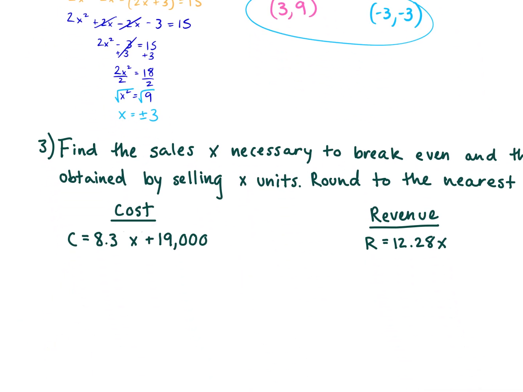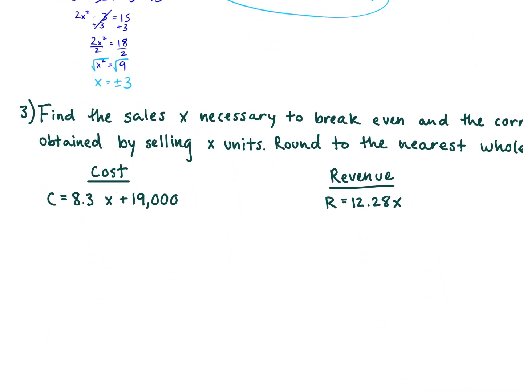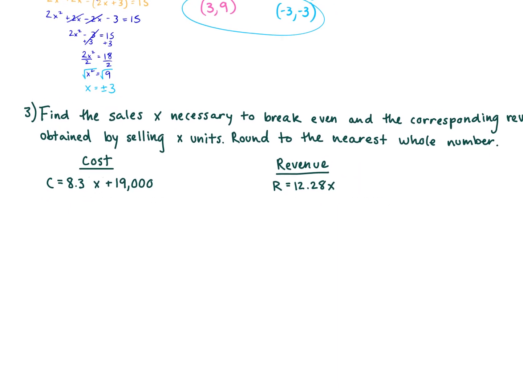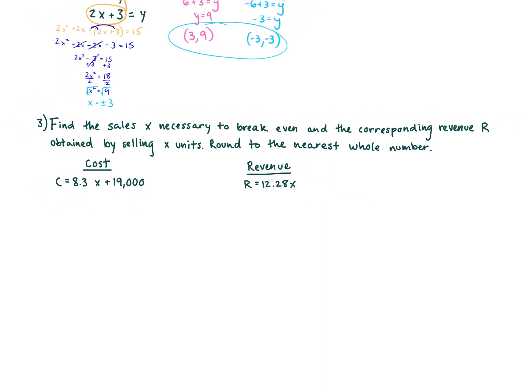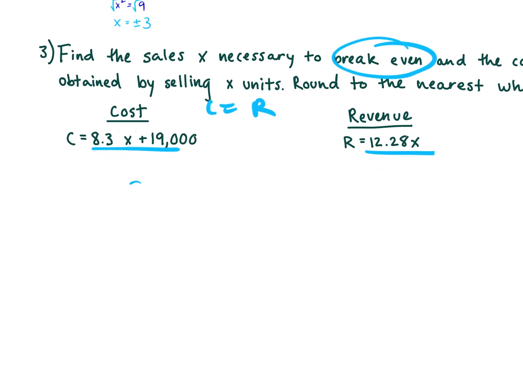All right, number 3. Find the sales X necessary to break even and the corresponding revenue R obtained by selling X units, round to the nearest whole number. So when it says break even, that just means that our costs and our revenue are equal. So we'll say C is equal to R. So we just have to set these two equal to each other. So 8.3x plus 19,000 equals 12.28x.